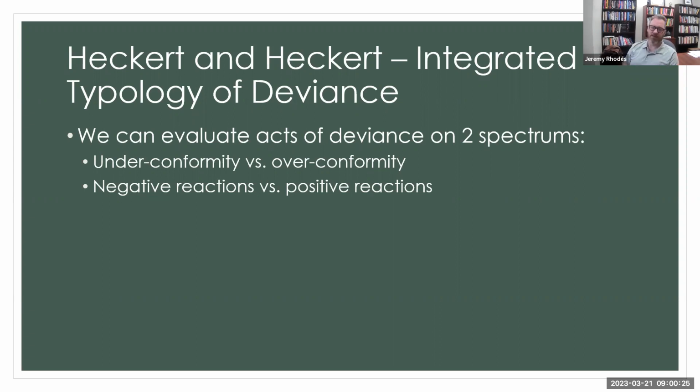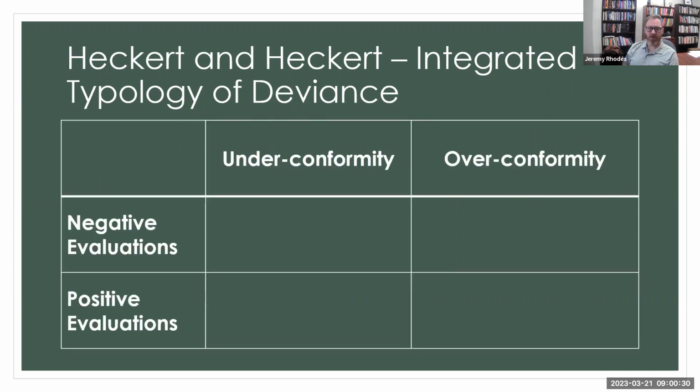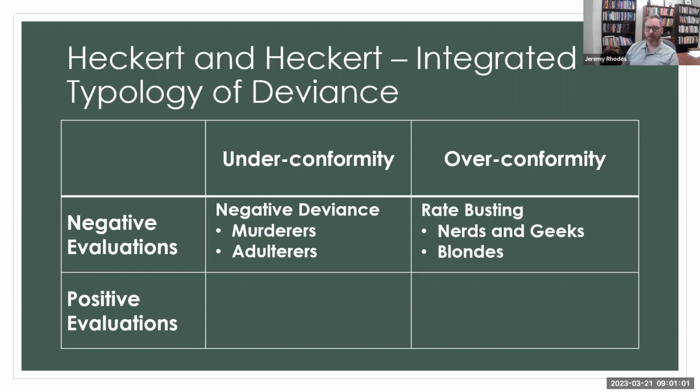And then also this idea that some deviance is going to get a negative reaction and some is going to get a positive reaction. And so they talk about 4 different types. What they call negative deviance is an example. And negative deviance is what we usually think when we think about deviance. If I were to ask you to list a bunch of examples of deviance, your first instinct is going to be this negative deviance. It's someone who's not conforming enough to the laws, right? They're below that, and they get a negative reaction from most audiences, murder or adultery.